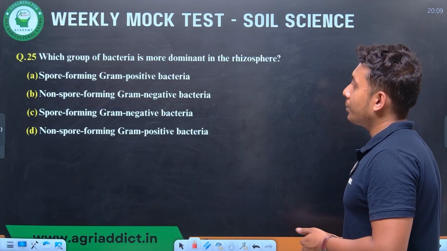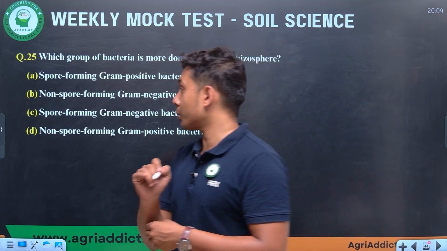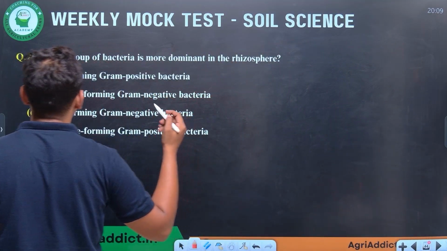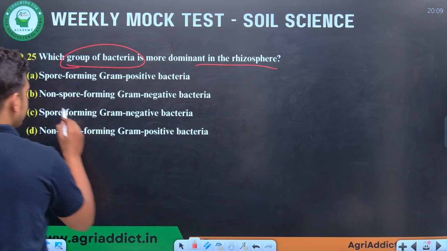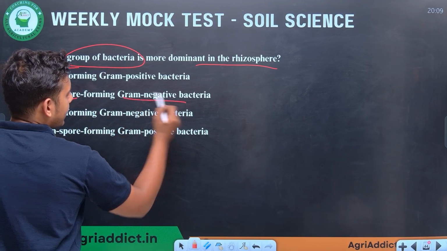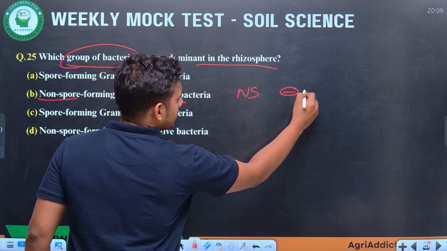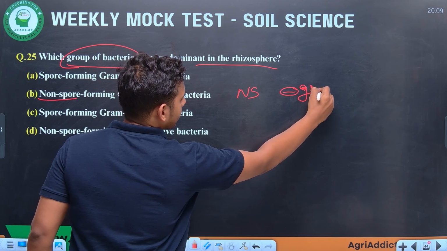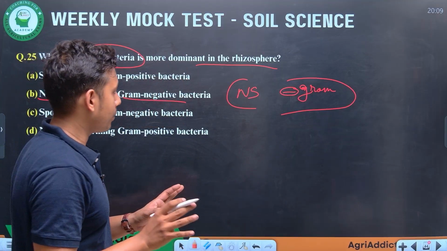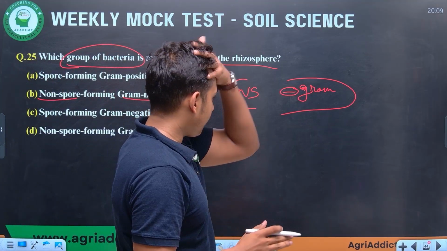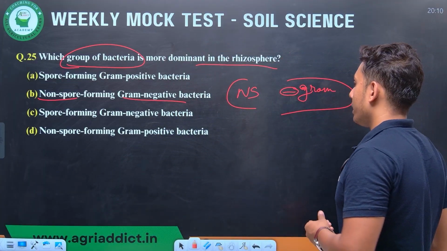Which group of the bacteria is more dominant in the rhizosphere? In the rhizosphere, this is also a very important question. Even last year this question came, I guess. The group of bacteria that is mainly dominant in the rhizosphere is the non-spore forming, gram negative. Non-spore forming, NS, gram negative, G. Just clearly remember that no spore formation is there, and it is gram negative. In a gram staining test, the result will be negative.